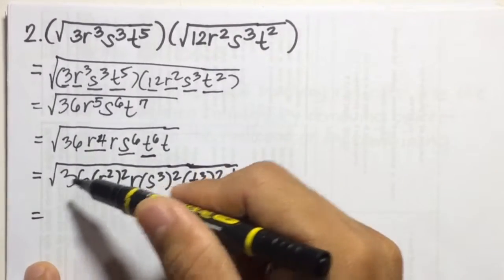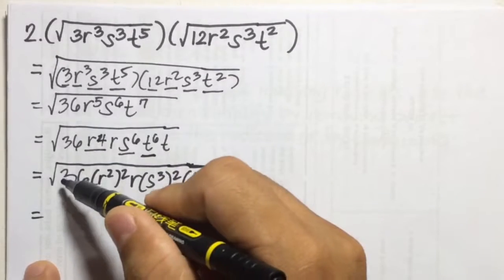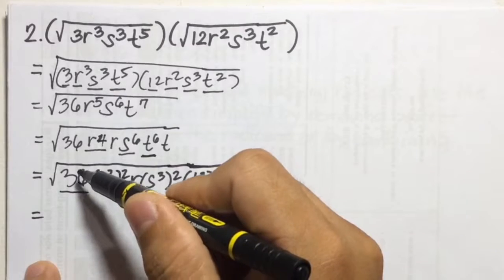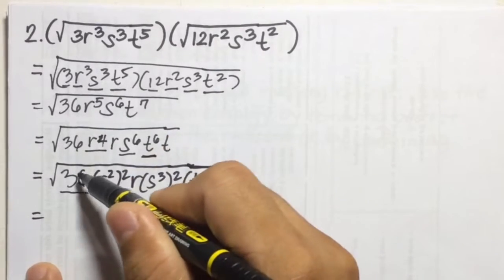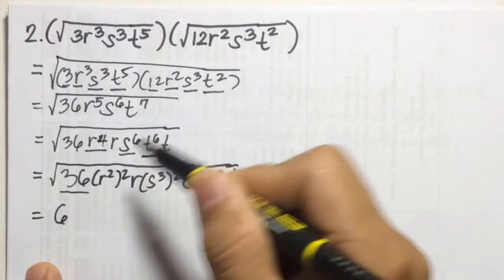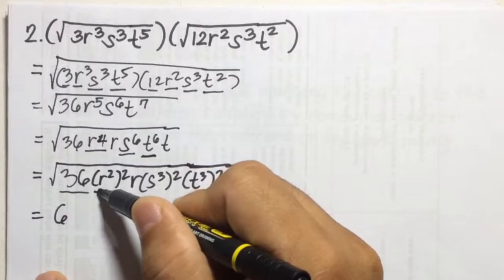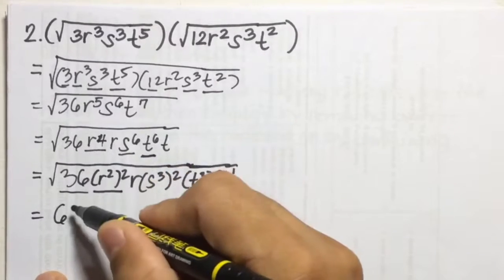Now, simplifying the radicand with perfect powers. So 36 is a perfect power, it will be 6 times 6. So we're going to have outside the radical sign 6. Then this one is also a perfect square, so we can have that one as r squared.